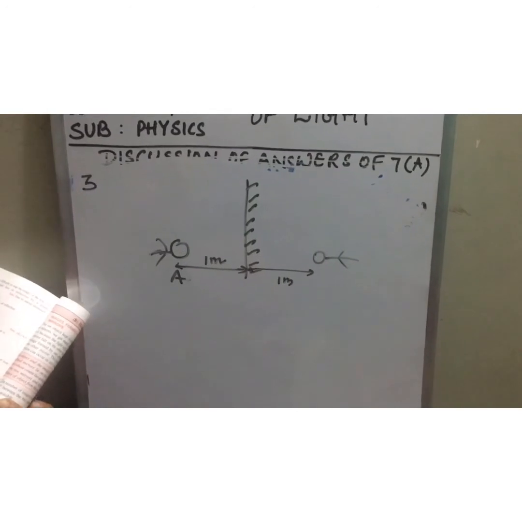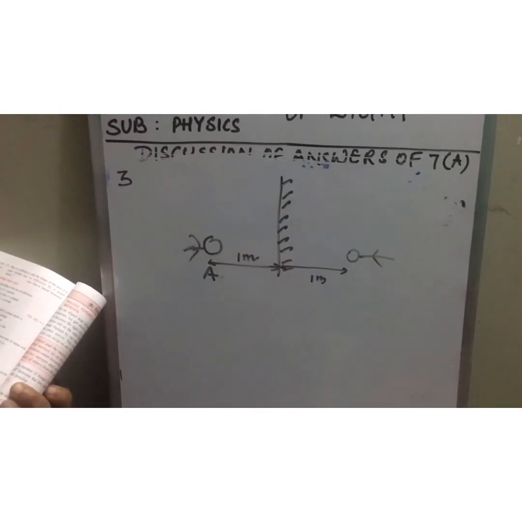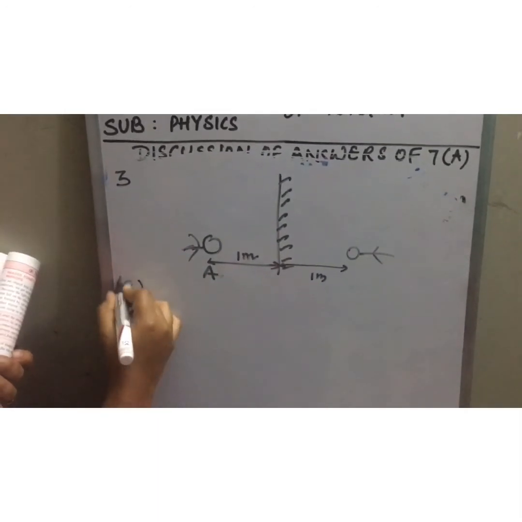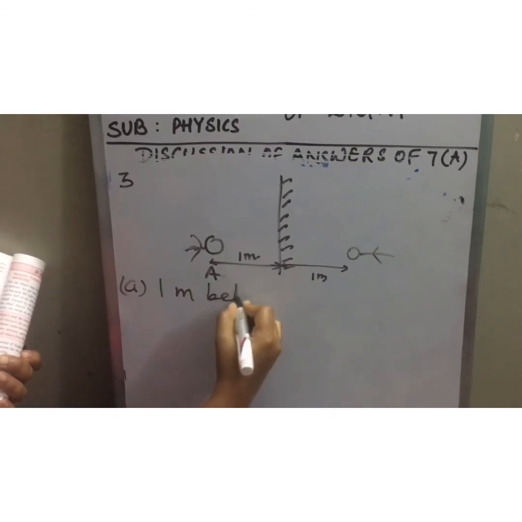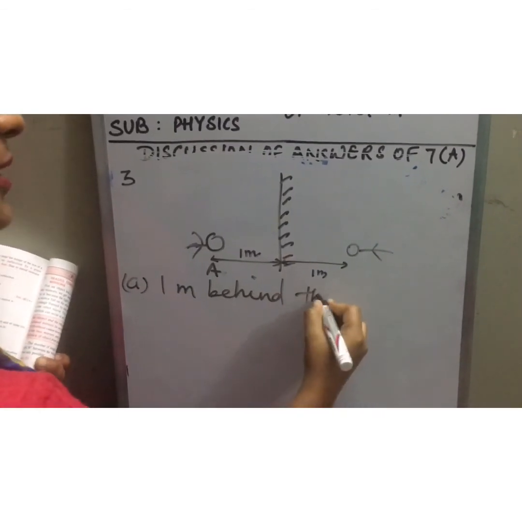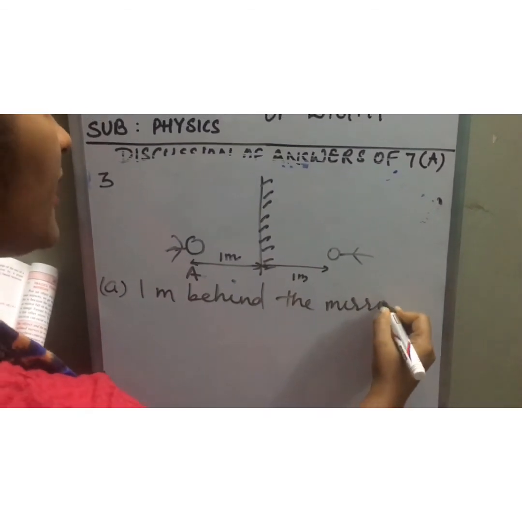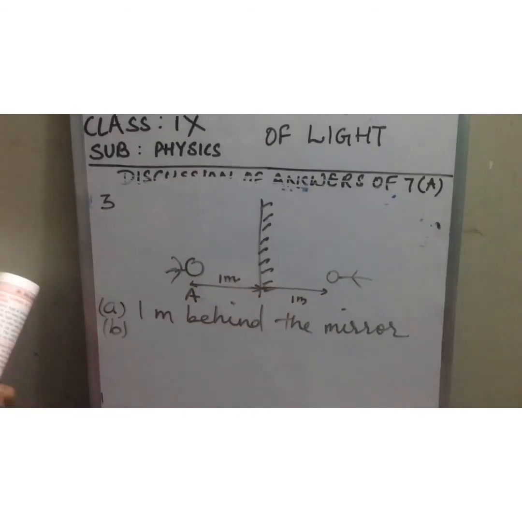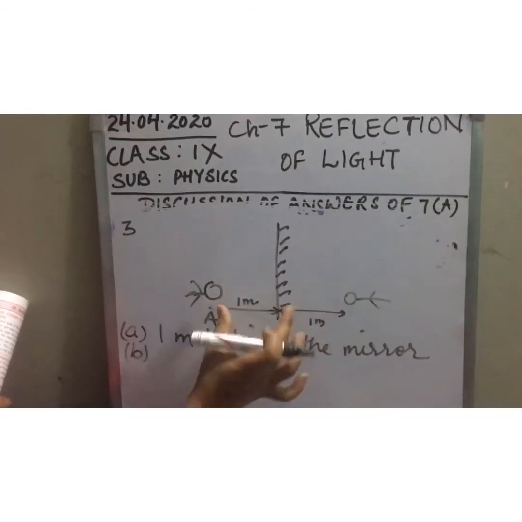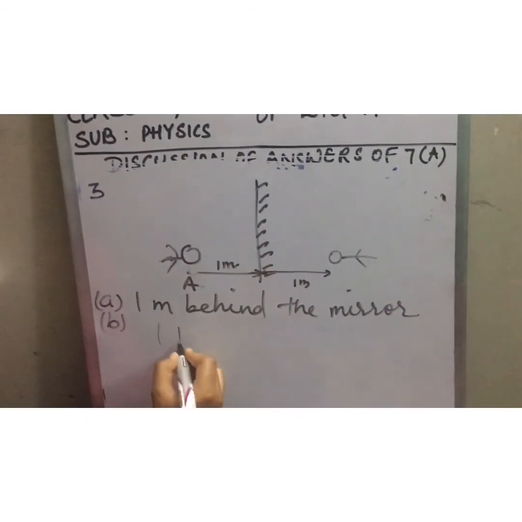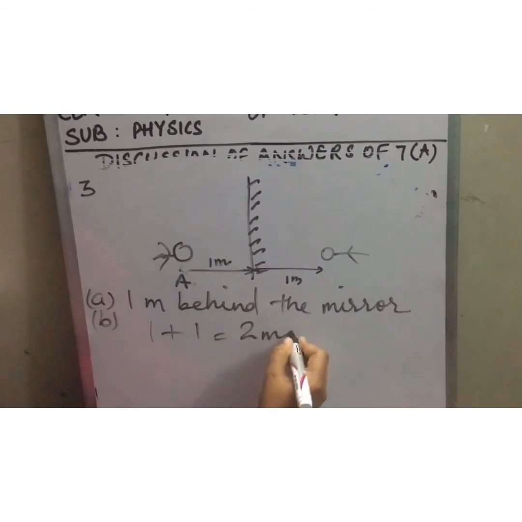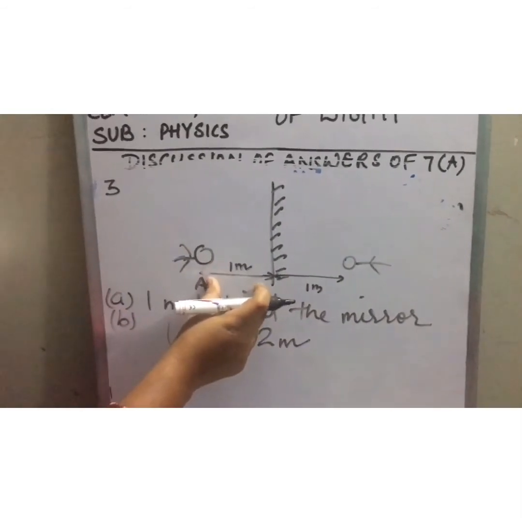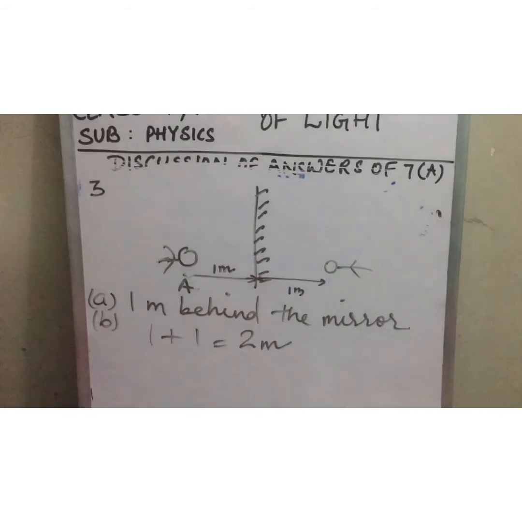So what is the distance? The first answer, A part, is 1 meter behind the mirror. You have to write this: 1 meter behind the mirror the image is formed. Its B part question is, what is the distance between the insect and its image? 1 meter plus 1 meter, so 1 plus 1, it is 2 meters, the distance between the object and its image.